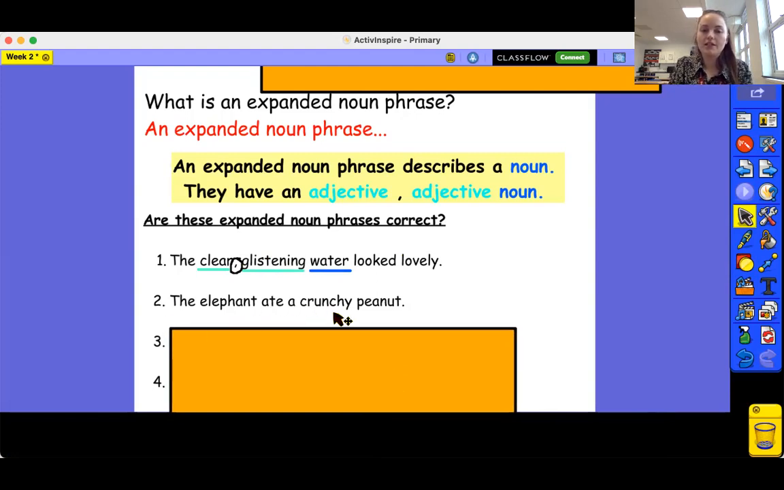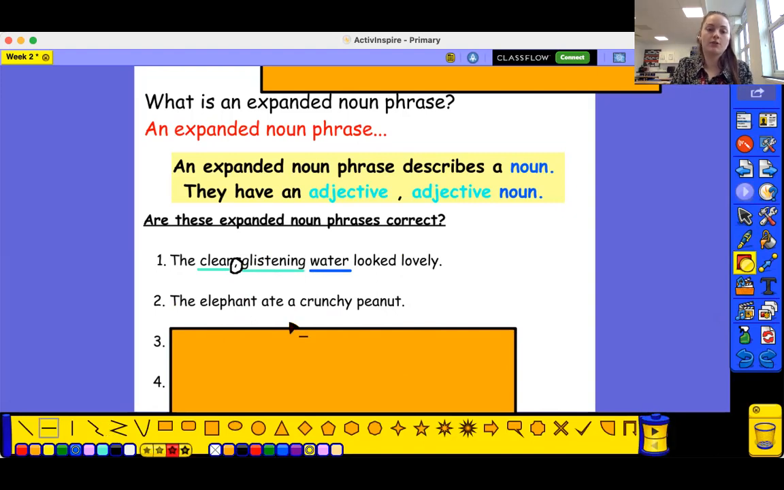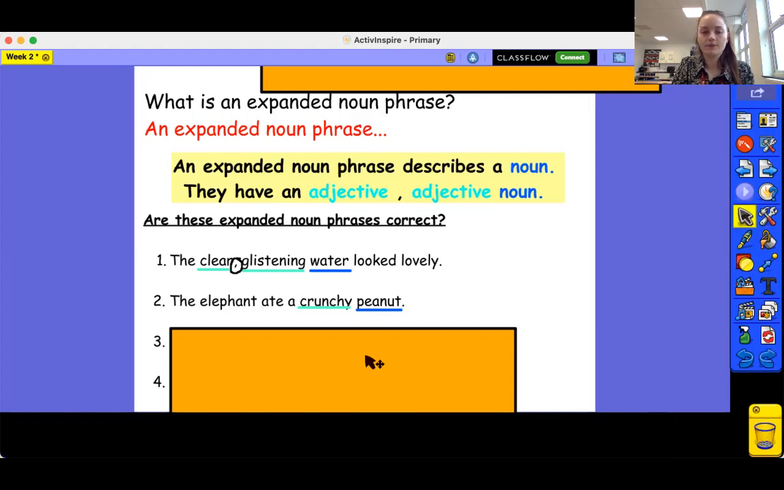The elephant ate a crunchy peanut. Has this used an expanded noun phrase correctly? Shout yes if you think it has, and shout no if you think it's not. Fantastic, this one hasn't used an expanded noun phrase correctly. We have described the peanut, but we have only used one adjective, so this isn't an expanded noun phrase.